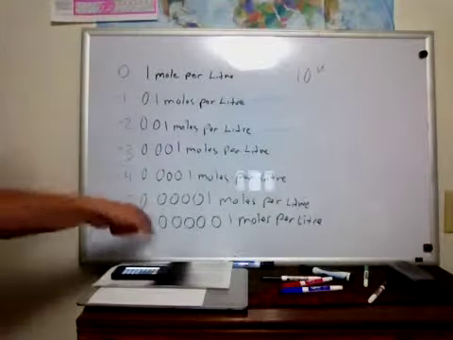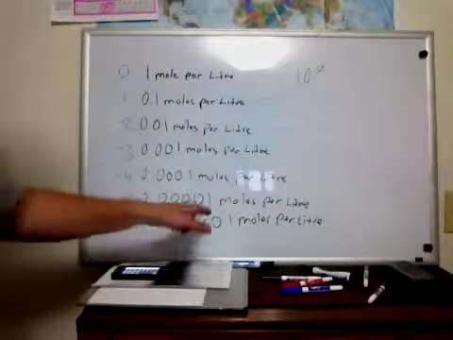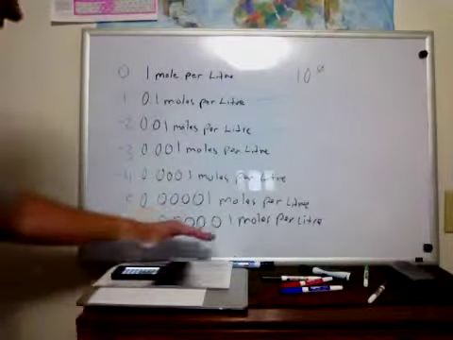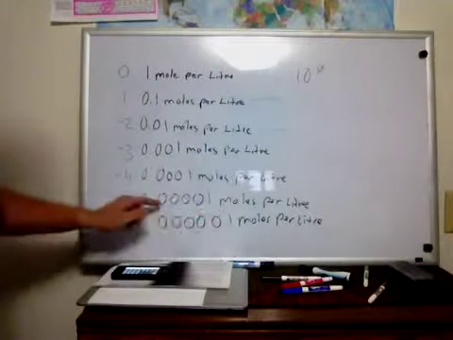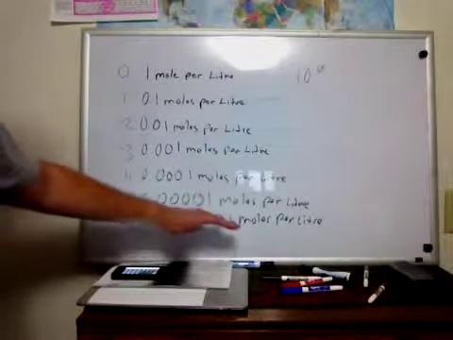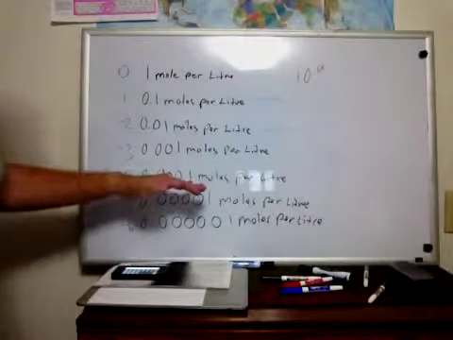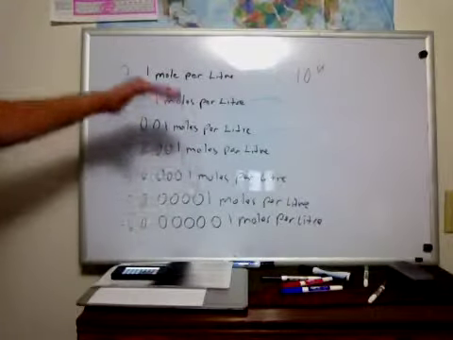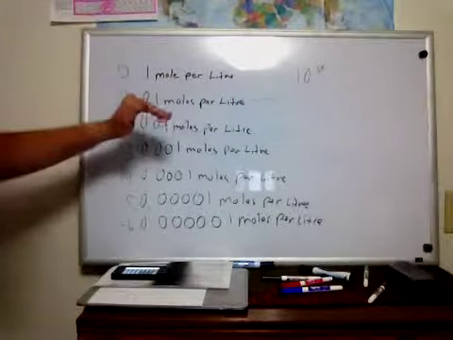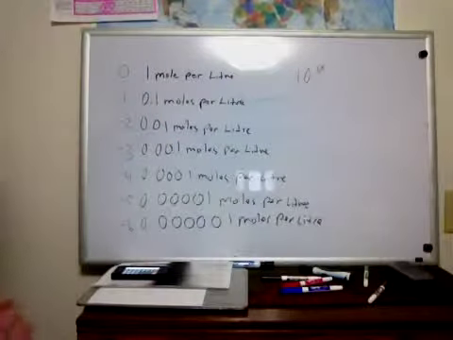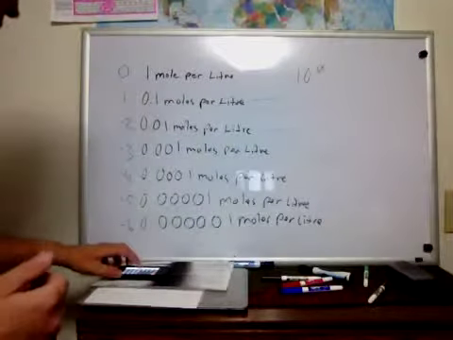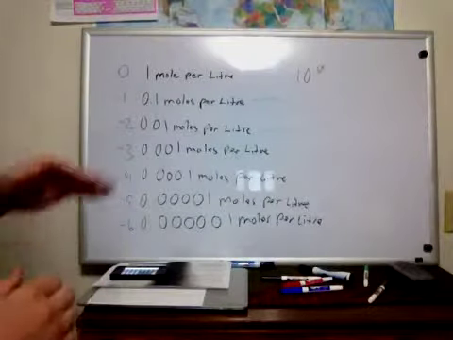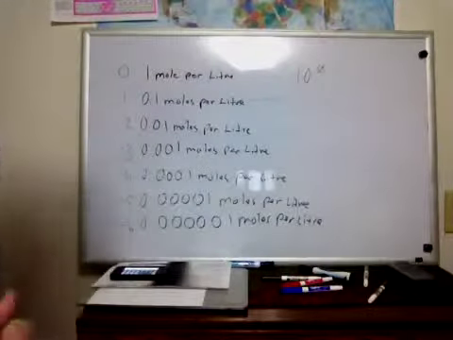Likewise, if I'm down here at 0.000001 moles per liter and I make it 10 times stronger, or more concentrated, that's going to go, boom, up to 0.00001. Make it 10 times stronger, 0.0001, 0.001, 0.01, 0.1, and then up to 1. So hopefully you can get a feel for what is actually going on here: all I'm doing is making it either 10 times stronger or 10 times weaker.